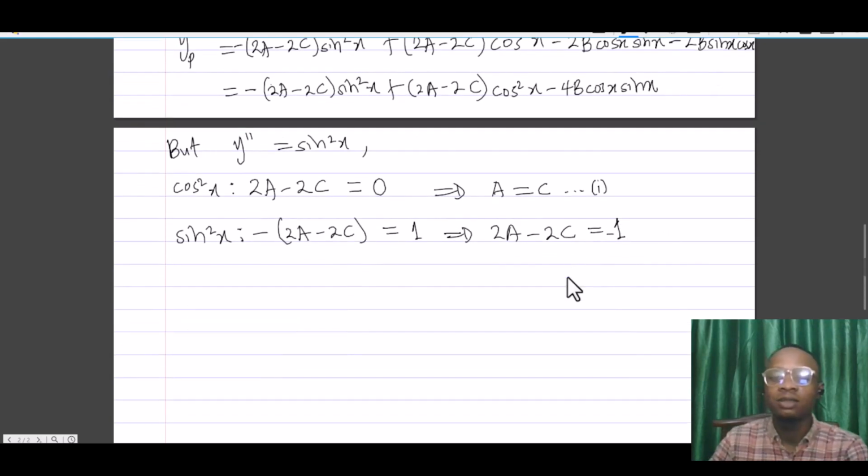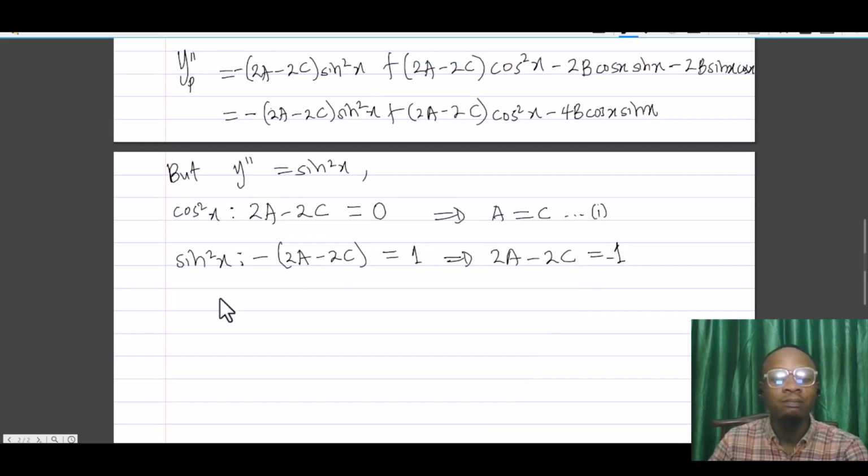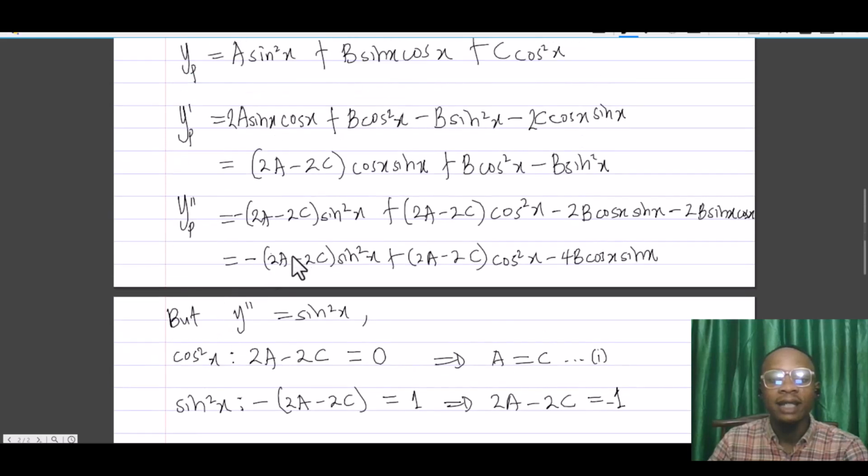Right, so does this solve our problem? This says a is equal to c. So if a is equal to c and this is 2a minus 2c, this will be 2a minus 2a equals minus 1. That's 0 equals minus 1. So that cannot work. So is there any issue with what we have done?